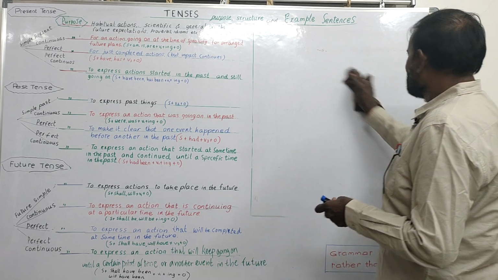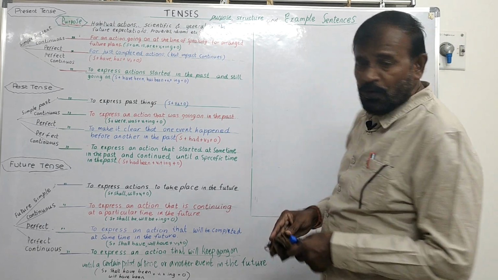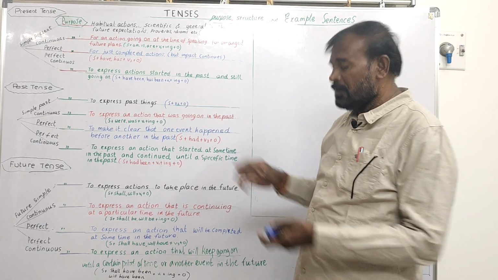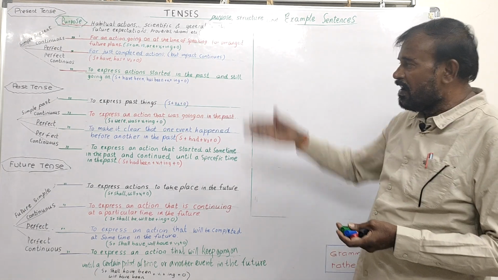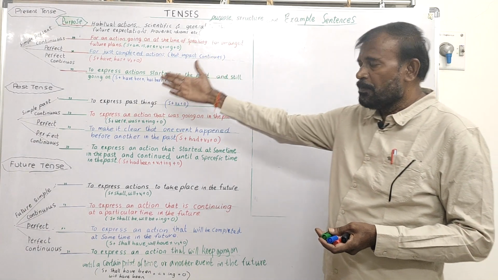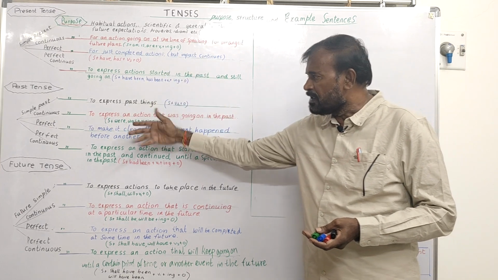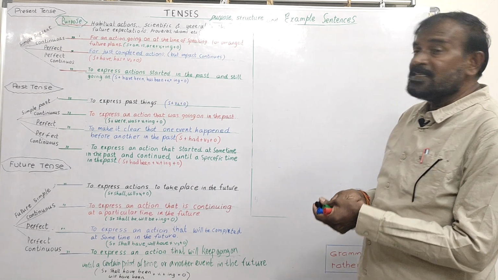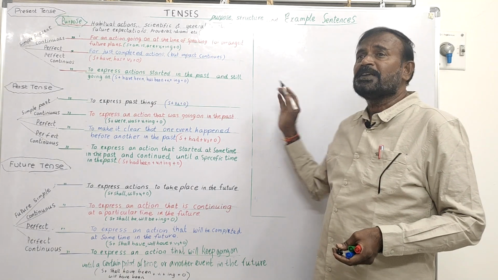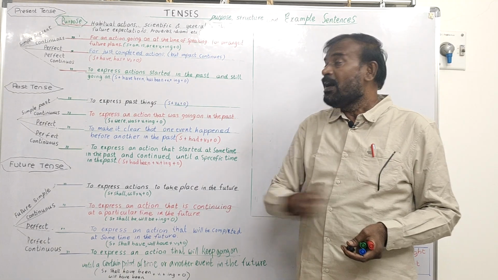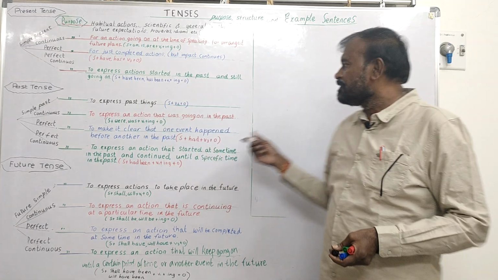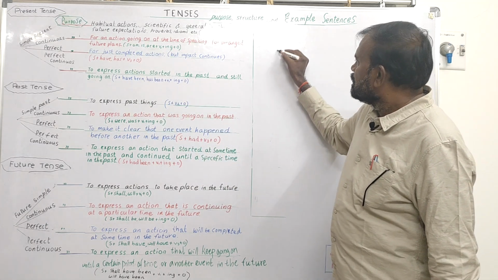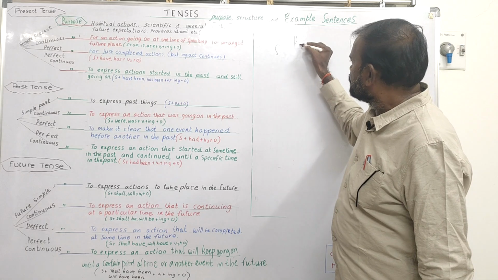For past tense also we have 4 different sentences. They are simple past, past continuous, past perfect, and past perfect continuous. See, the simple past is used for completed actions or past things. Simple past tense.